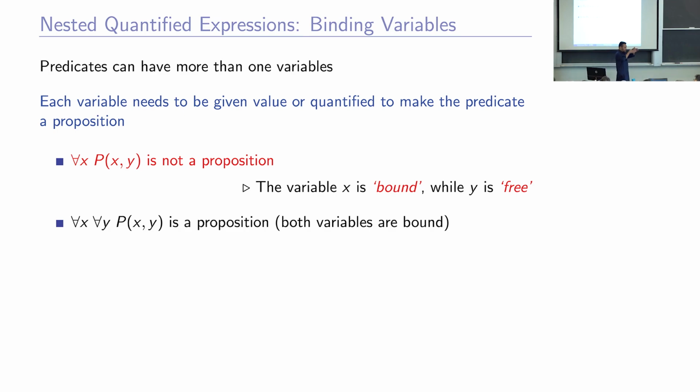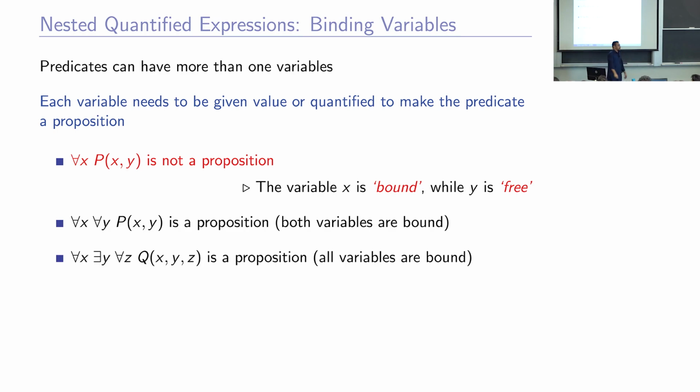Depending on what P stands for, what the sentence P is, and what the universe of discourse is, it may be true or may be false. We don't know. But here both variables are bound, or both variables are quantified. Here there is a three variable predicate, Q of x, y, z, whatever Q stands for. I've quantified x, y, and z, so all three variables are bound. Now it's a valid proposition. I can ask whether it's true or false.